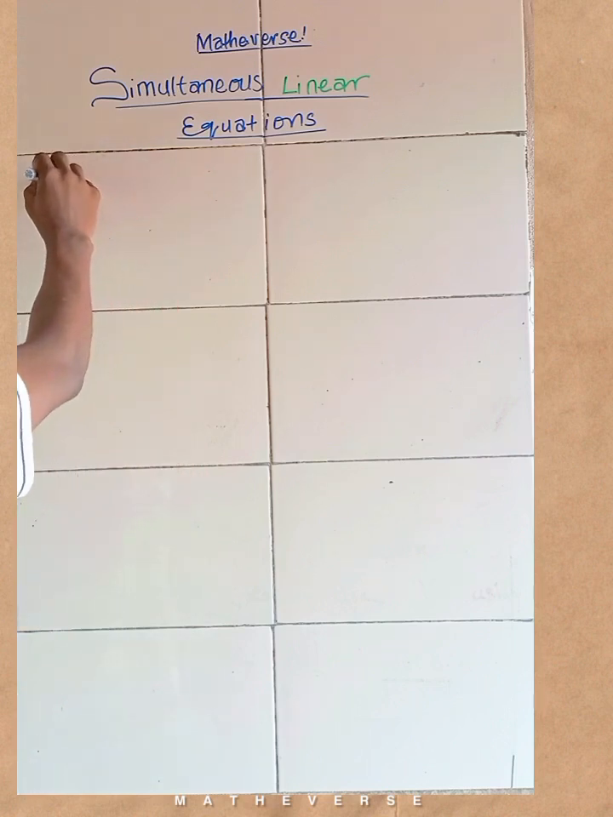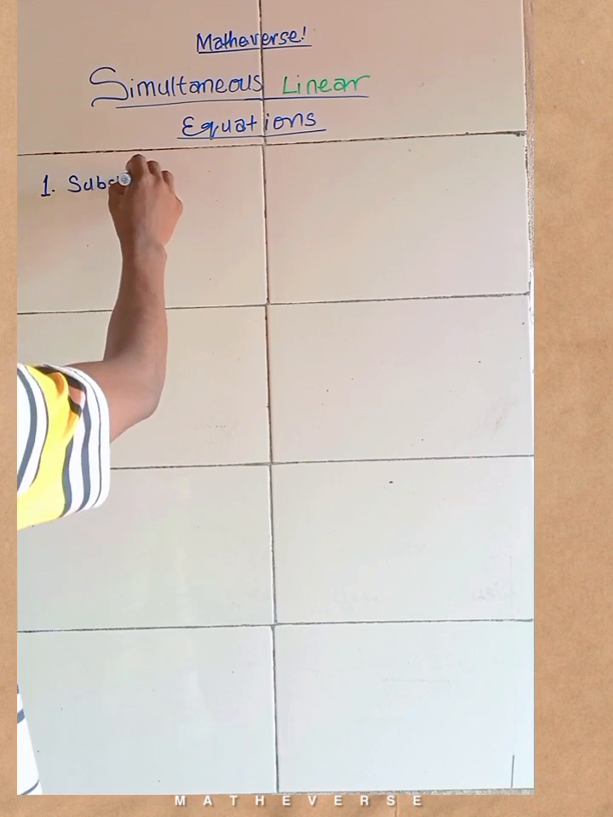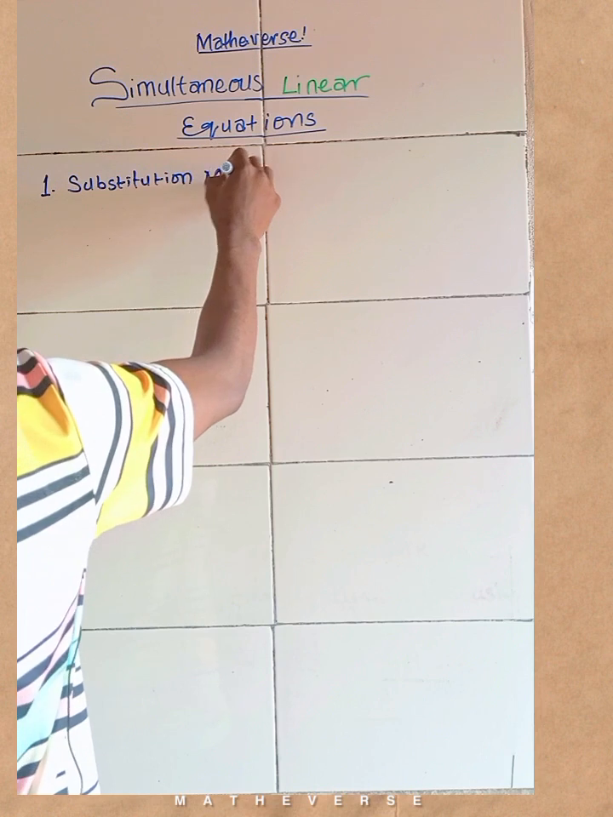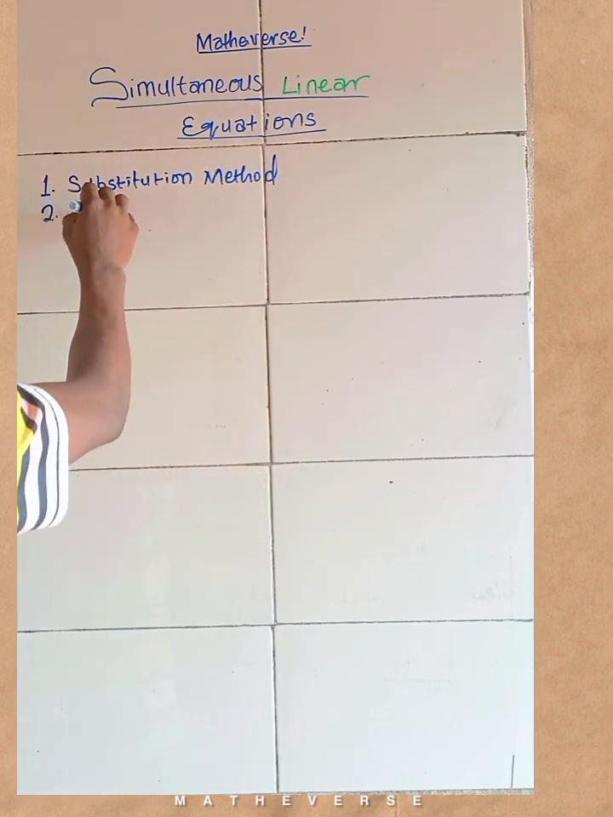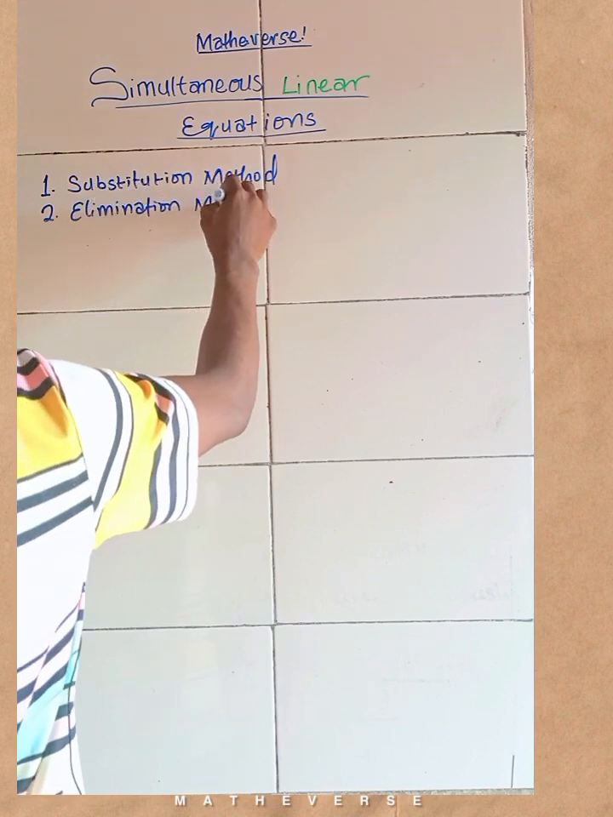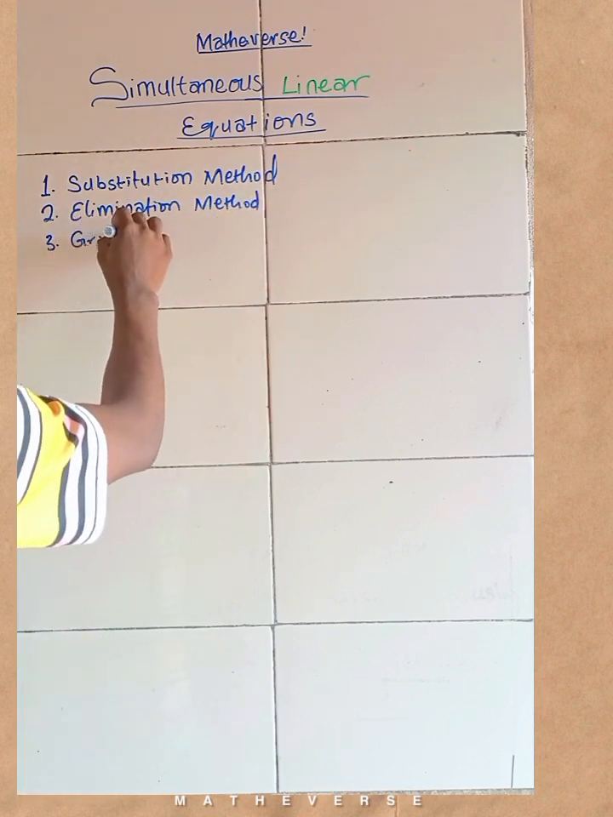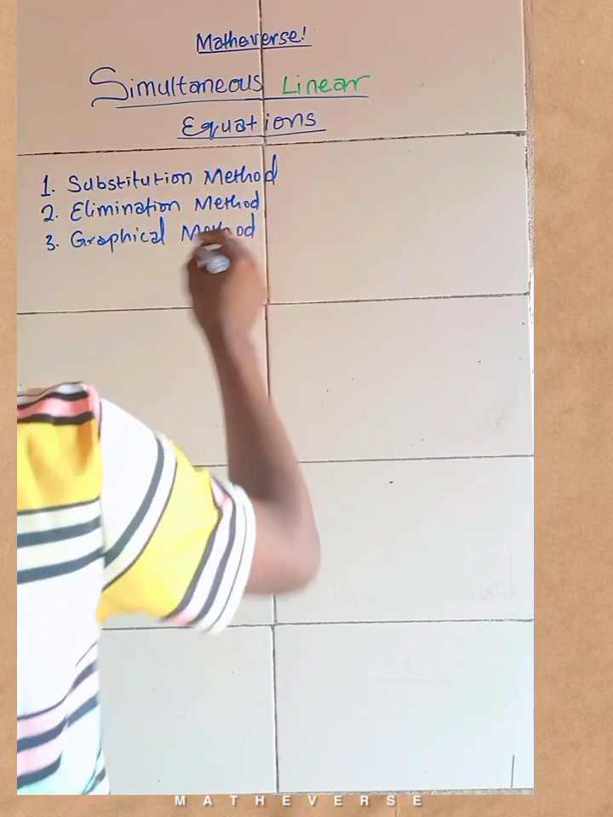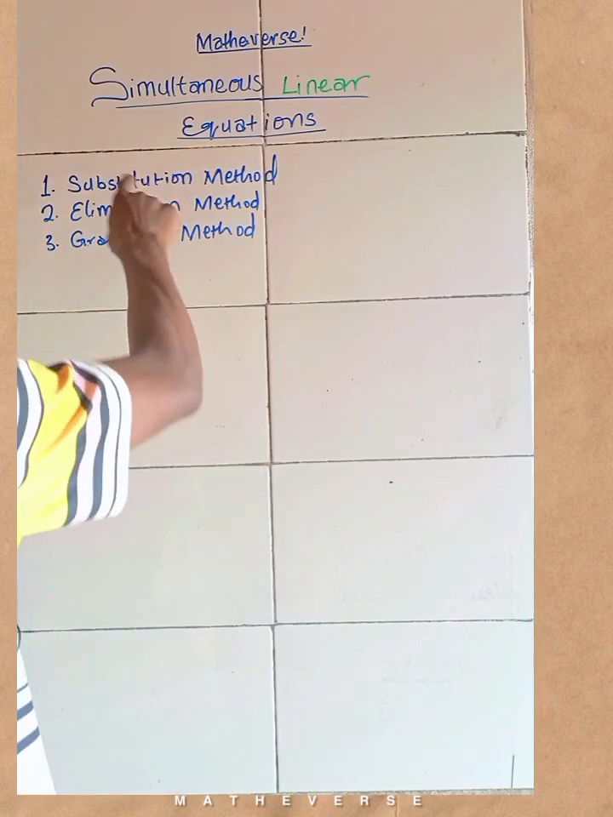Number one, we have the substitution method. Then number two, we have the elimination method. Then number three, we have the graphical method. The graphical what? Method. Now, as I said before, I'll teach you the substitution method and the elimination method.